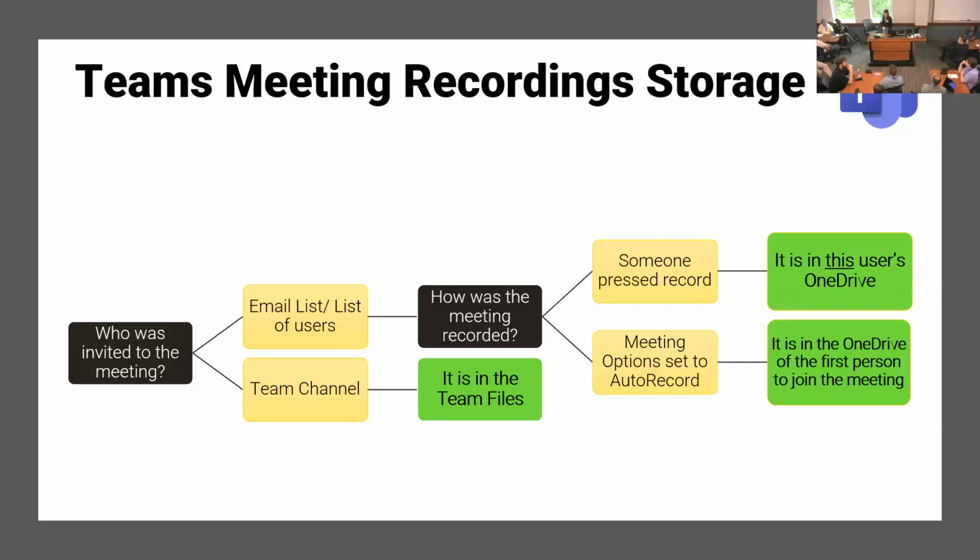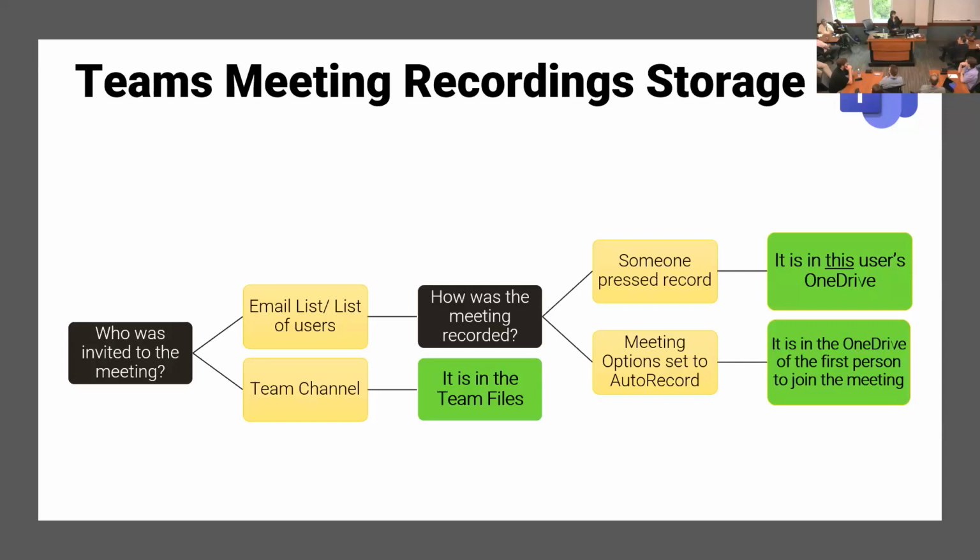Now, of course, you could enable a lobby and have to admit every single user into your meeting. That would prevent this, but what a mess. How weird is that? That's my complaint of the day. The second string, by the way, is the less common one. They invite a channel instead of a group of members. If that's the case, it's in the Teams file of whatever channel that they invited. I don't see a lot of people doing that.